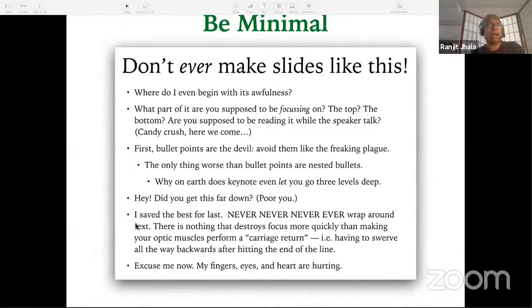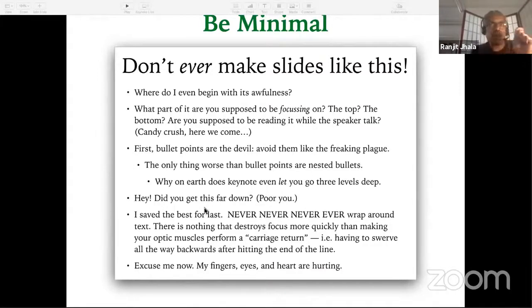This is horrible. First of all, I don't like bullet points. Avoid them if you can. I just don't like them. But the only thing that's even worse than bullet points are nested bullet points. Just despicable. And I don't know why Keynote and PowerPoint even let you nest 3 levels deep. It's just horrible.